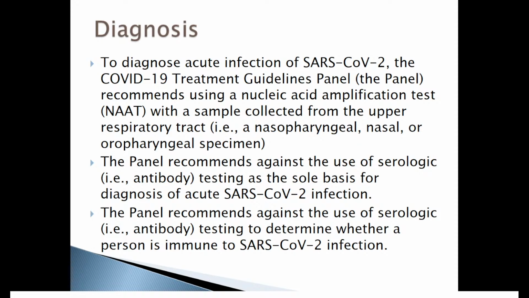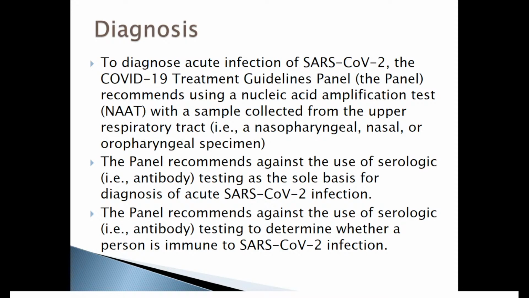So let's continue. How to make the diagnosis? To diagnose acute infection of SARS-CoV-2, the COVID-19 Treatment Guidelines Panel recommends using a nucleic acid amplification test, which is another name for the PCR test, with a sample collected from the upper respiratory tract: a nasopharyngeal, nasal, or oropharyngeal specimen. The COVID-19 Treatment Guidelines Panel is the name of the clinical recommendations for COVID management in the United States. The same recommendation is in the Russian guidelines.